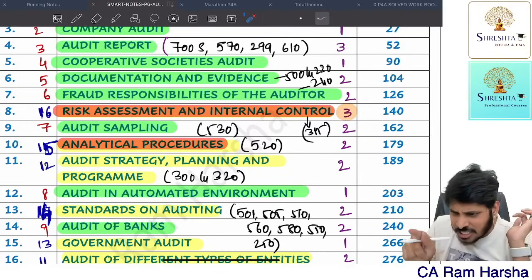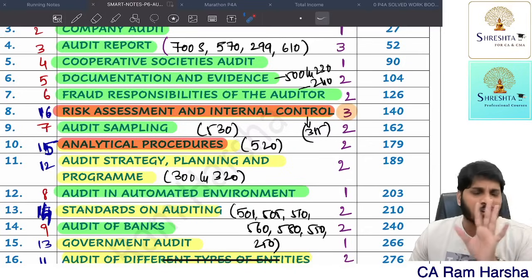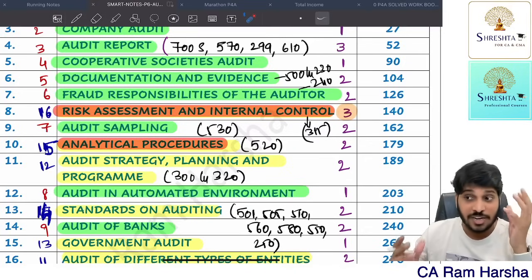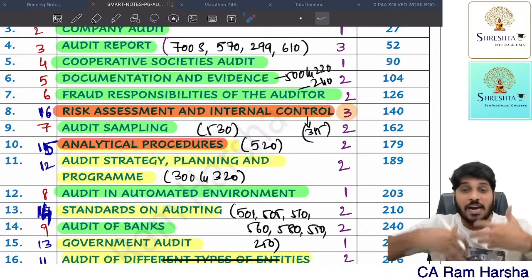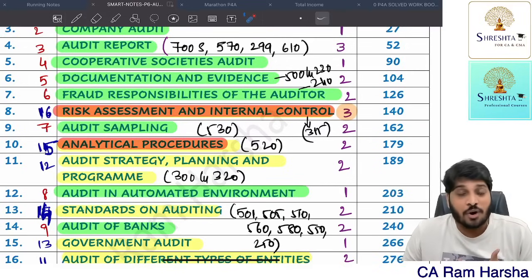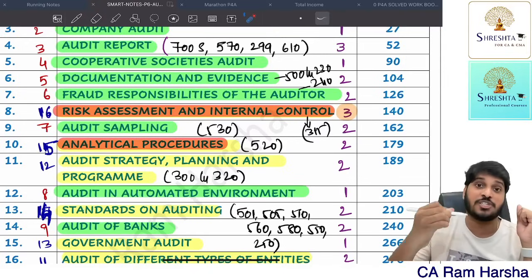If you are just understanding meaning and trying to remember, you are not learning conceptually. You need to understand the implications. When you read and understand something, how does it impact the overall audit? That's what is important in auditing. That's what is important, especially for solving MCQs, especially case-based.